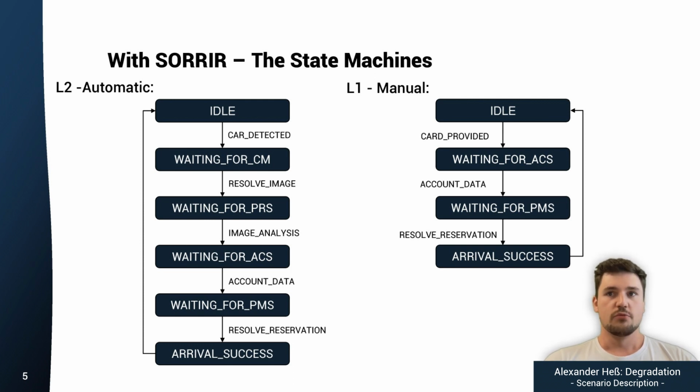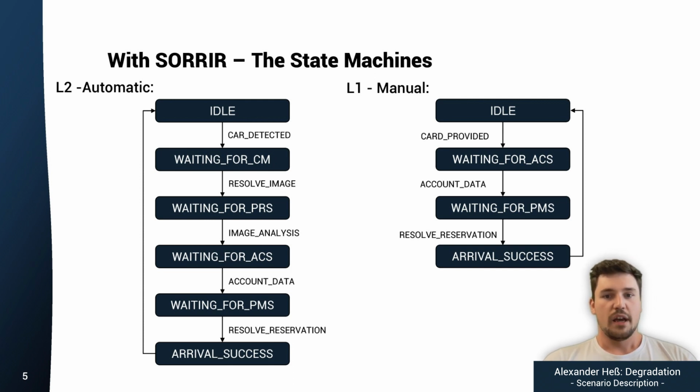If the car sensor then reports a car detected event, it switches its state to waiting for the camera module, because it has to take a picture, which has then to be resolved by the plate recognition service that performs an image analysis. Afterwards, we can query the accounting service to get the customer's account data. And this will then be used to query the parking management system for any reservation. And if it finds a reservation, we can resolve that and the arrival is successful.